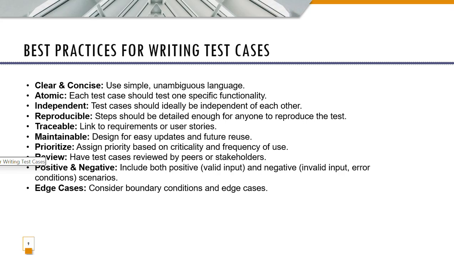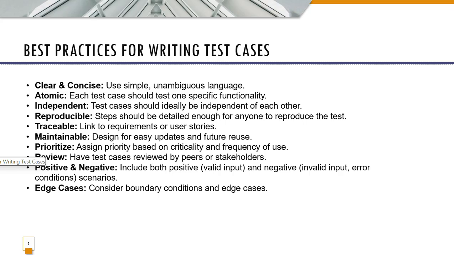The test case steps should be reproducible, and everyone, in the SIT environment, regression environment, UAT environment, or the production environment, or in the local environment, can test the same functionality in that environment. Traceable: it should be trackable when you link the requirement to the user stories. Maintainable: design for easy update for future use. That requirement should be maintainable. All these things will be maintained.